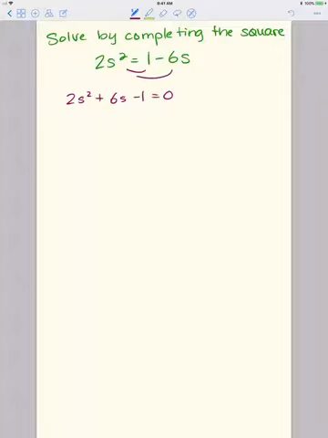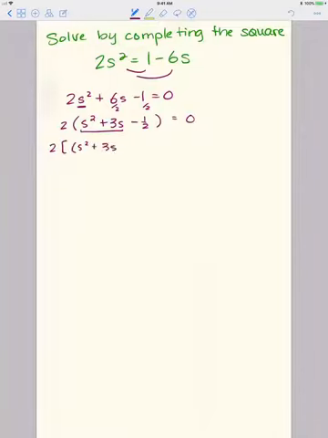First step in completing the square is to have the s squared term's coefficient be 1. So I'm going to factor out the 2, but I'm going to factor it out from every single term. So if I factor a 2 out from 6, I'm left with positive 3s, and then I'll have negative 1/2. After I do that, I'm going to group the first two together. So I get s squared plus 3s, leave the minus 1/2 separately.